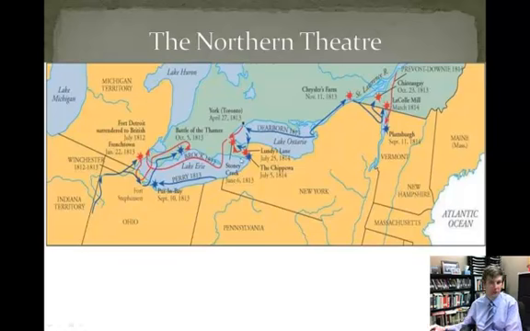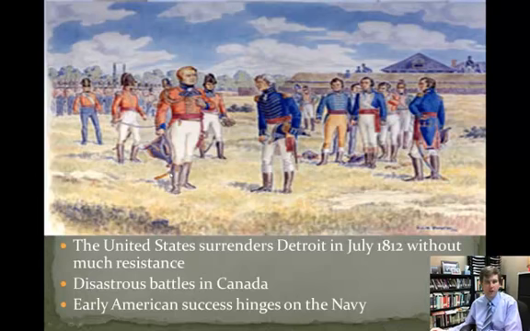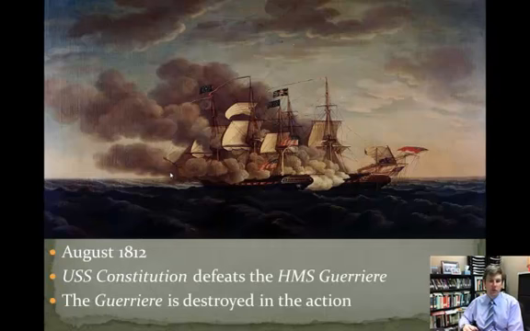You can see that a lot of fighting takes place on the Great Lakes. And if you've never been to the Great Lakes, these are like big oceans out in the middle of the continent. The United States really didn't offer much resistance early in this war. In fact, they surrendered Detroit in July of 1812 without really firing a shot. And there were disastrous battles in Canada. So early American success is going to hinge on the Navy.